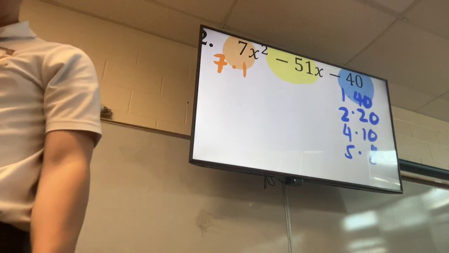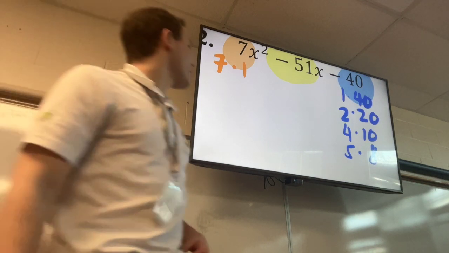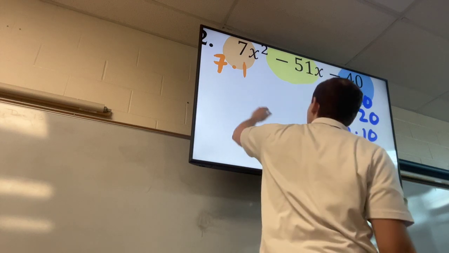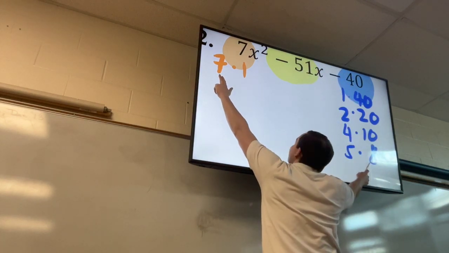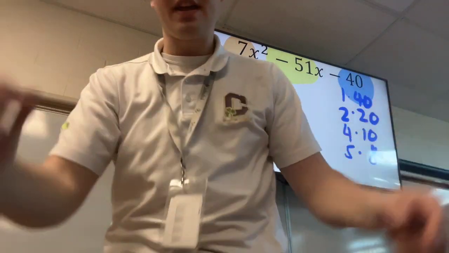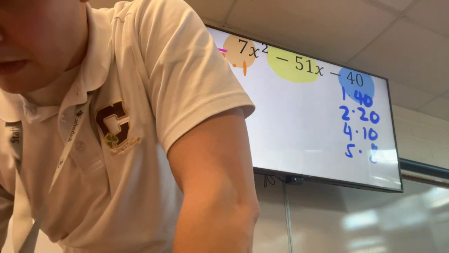So what works here? If I try, okay, so if I do 7 times 8, that's 56. 1 times 5 is 5. 56 minus 5 is 51, right? So those are the two pairs that we want. Okay, I'm going to circle them in pink.